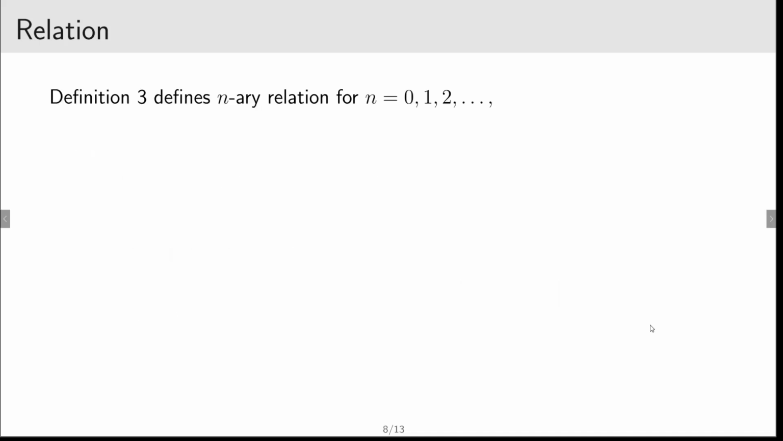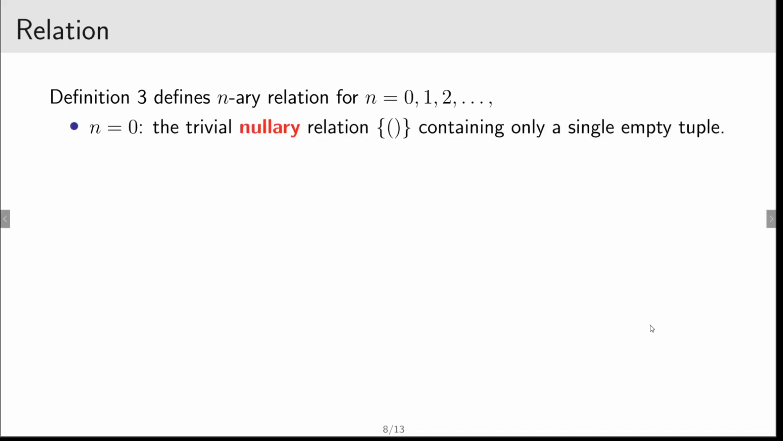Now, for n-ary relation like n-tuples, we have n ranging from 0, 1, 2, and so on. So if n is equal to 0, then we have a trivial nullary relation. It's called nullary. And this contains only the empty tuple. So a set that contains exactly one element, and that element is the empty tuple.